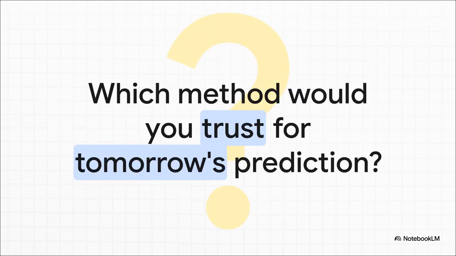So there you have it. We've built our way up from the 0R simple guess to the 1R single best clue, to weighing all the probabilities with naive Bayes, and finally to this logical flowchart of a decision tree. Each step added a new layer of complexity, but it also added power. And that's the fundamental trade-off you see all the time in machine learning. So I'll leave you with this question. For tomorrow's prediction, which would you trust? The simple, easy-to-understand rule, or the more complex and maybe more accurate flowchart?